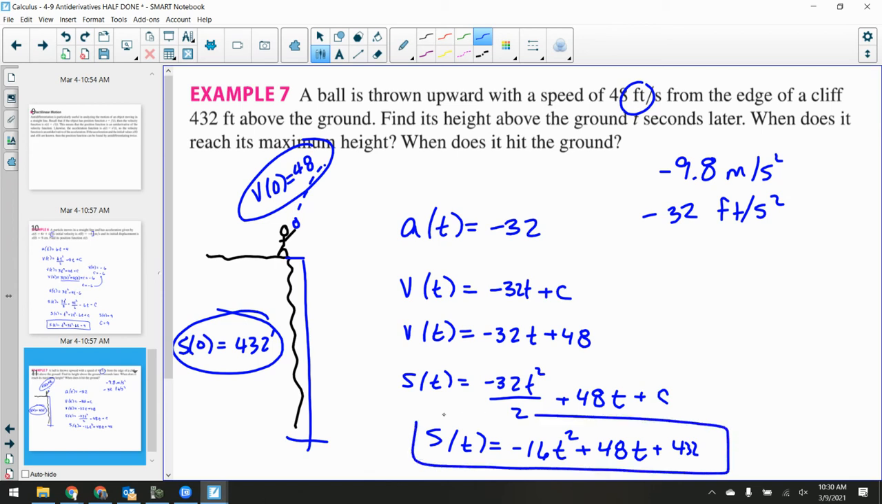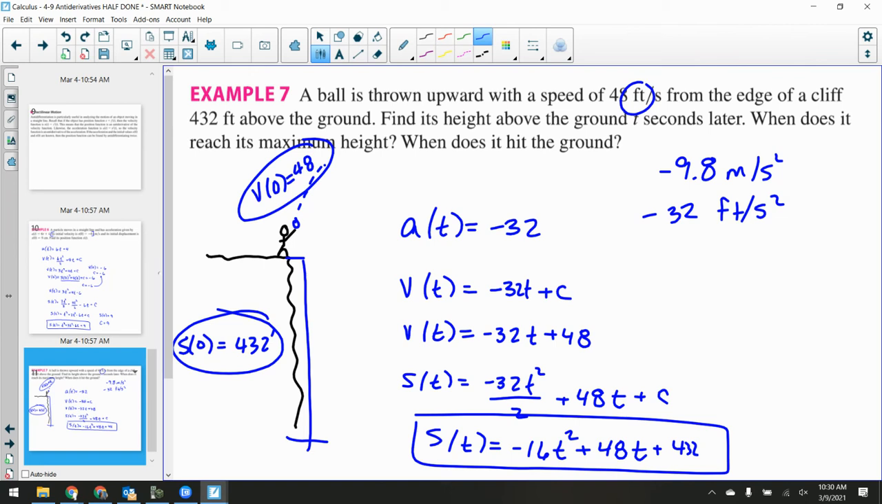That's our first answer: find the height above the ground t seconds later. Then when does it reach its maximum height? I could find this one of two ways. I could take my position and find the maximum value. It's quadratic, so you can just take negative b over 2a. Is there a different way? Find the zero of the velocity.